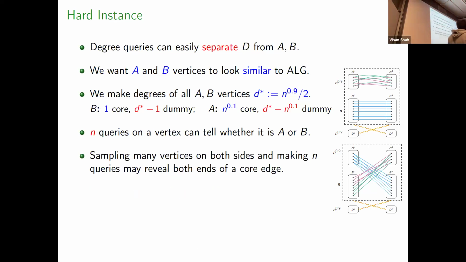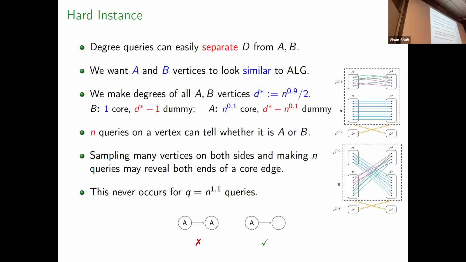Okay, so I'm saying if you sample a lot of vertices on both sides and start making n queries, you start seeing these edges in the core, and basically you reveal both of their endpoints. And as soon as I reveal both endpoints, for example, if I know there is an edge with both endpoints that are A, I'm done. There are no A edges in the other case. But I would say this never happens when you just make n to the 1.1 queries.